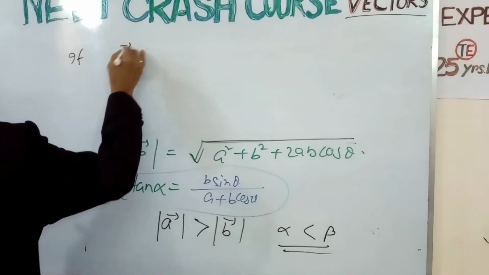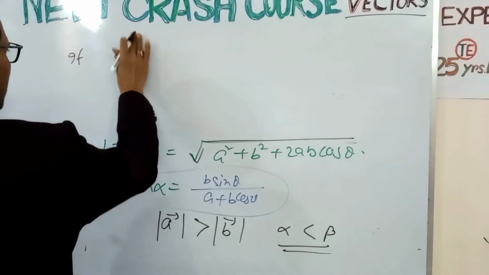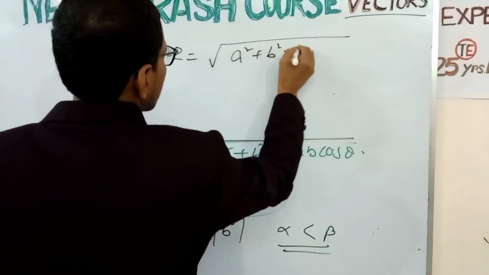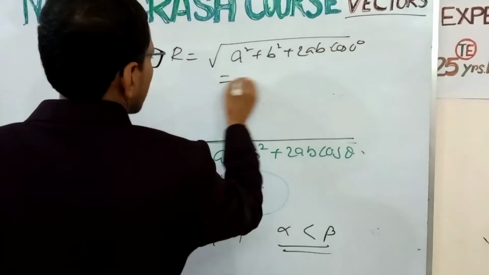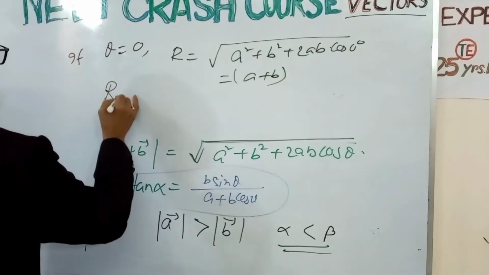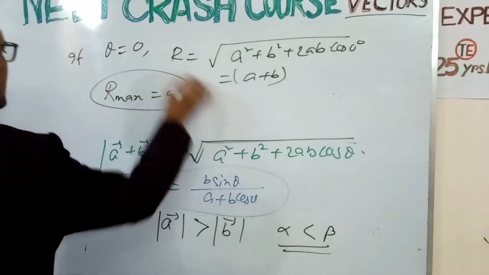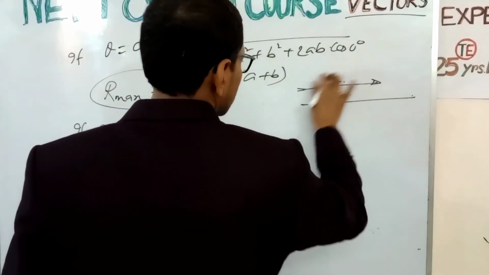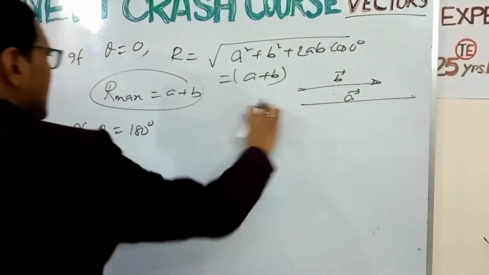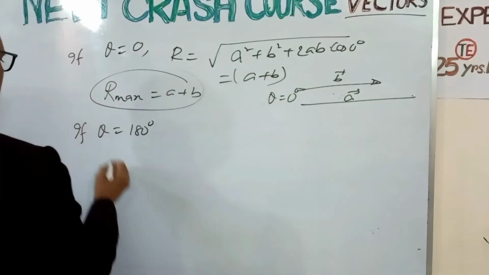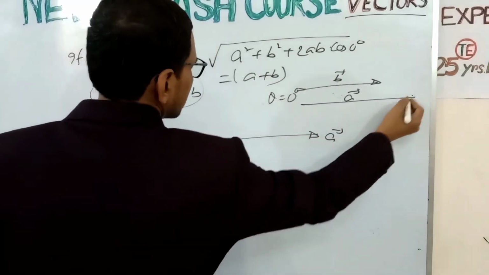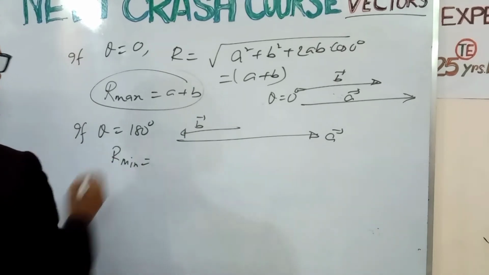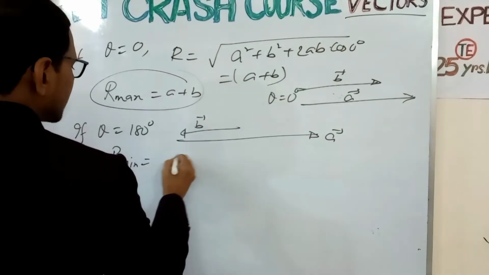Now if the angle between a and b, theta, is equal to 0, then r is the maximum value, r maximum equals a plus b. Suppose this is the a vector and this is the b vector, along the same direction, that is theta equal to 0. Now if theta equals 180 degrees, meaning a is here and b is in the opposite direction, then the resultant will be minimum, and if we put cos 180 degrees, this will be a minus b.